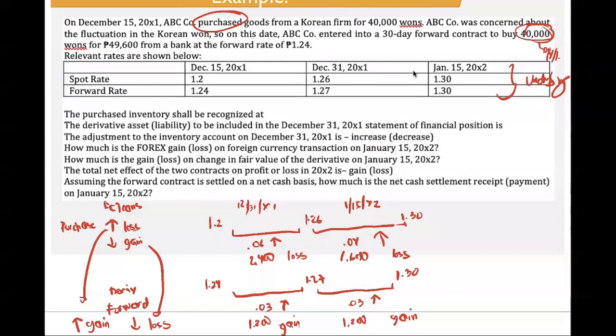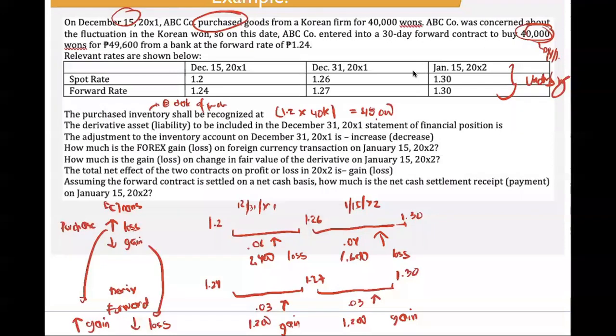First, the purchase inventory shall be recognized at, okay, so you will recognize the inventory at the date of purchase. So what is the date of purchase? December 15, the rate is 1.2. So 1.2 multiplied by the notional amount of 40,000, 48,000. You already know that one. That is under your foreign currency transaction.